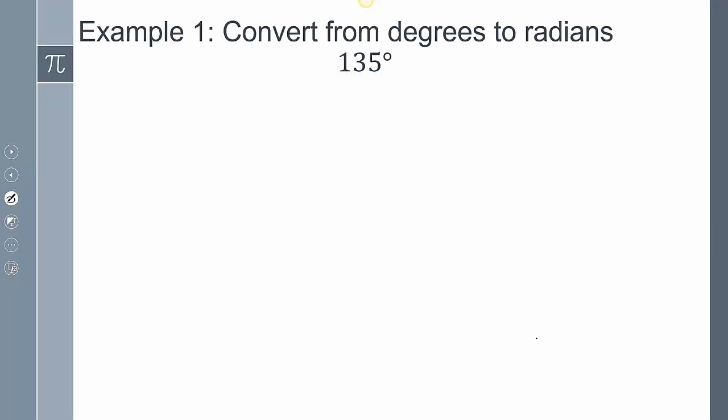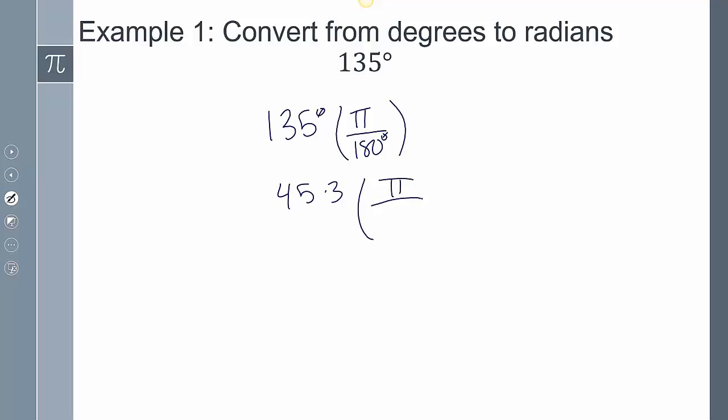So this first one says convert from 135 degrees to radians. I take that 135 degrees, I want the unit degrees to cancel out, so I'm going to multiply by pi radians over 180 degrees. Now the degrees will cancel out. So now I need to factor this and reduce. What's something in common? 45. So 45 times 3, and then I have pi over, this would be 45 times 4. And so the 45s cancel out, and I'm going to get 3 pi over 4 as my result.